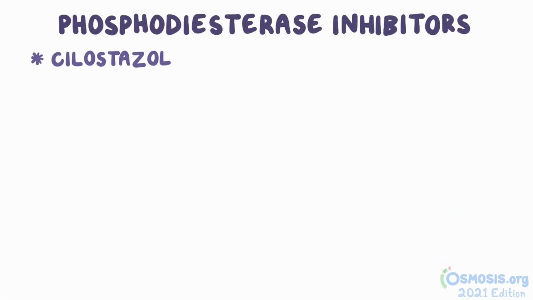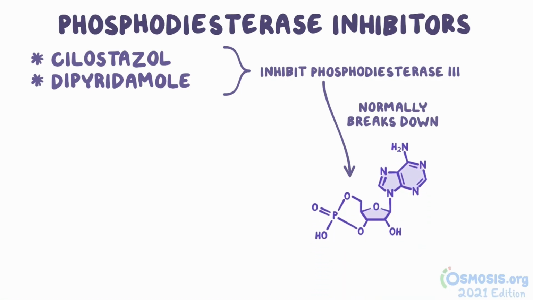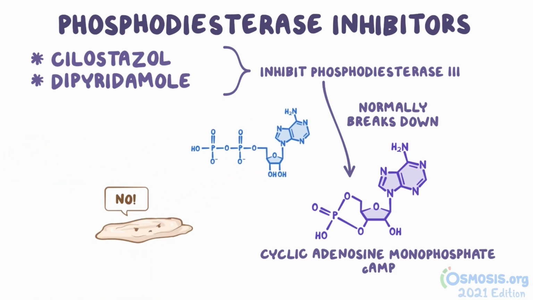The phosphodiesterase inhibitors, cilostazol and dipyridamole, also work by interfering with platelet aggregation. They inhibit an enzyme called phosphodiesterase 3 inside of platelets. This enzyme normally breaks down a molecule called cyclic adenosine monophosphate, or cAMP. When cAMP increases inside a platelet, the platelet does not respond to ADP, so it doesn't activate.